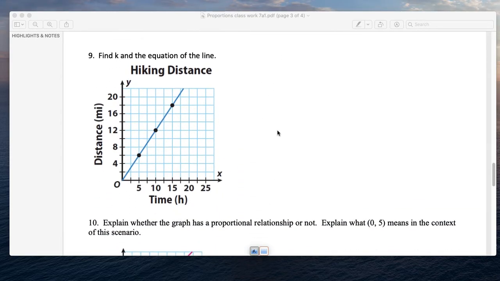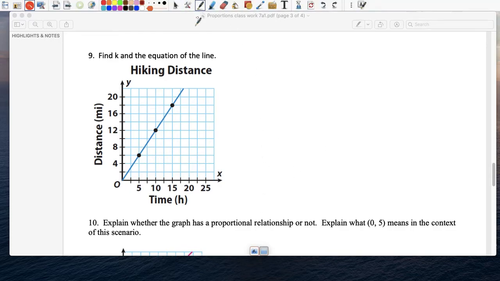Nine, we want the equation of the line. Okay, so that's not that bad. Let's pick a point. We'll go ahead and pick a point right here. We can use that point, 10, 12. So k equals 12 over 10.